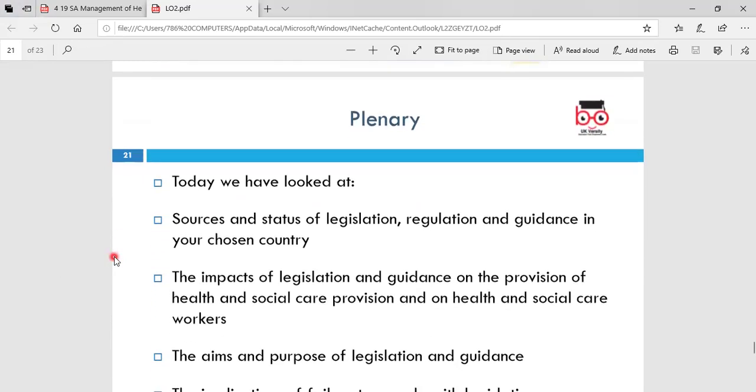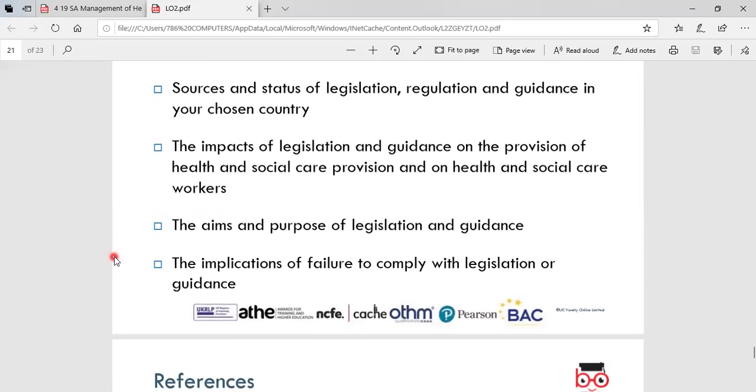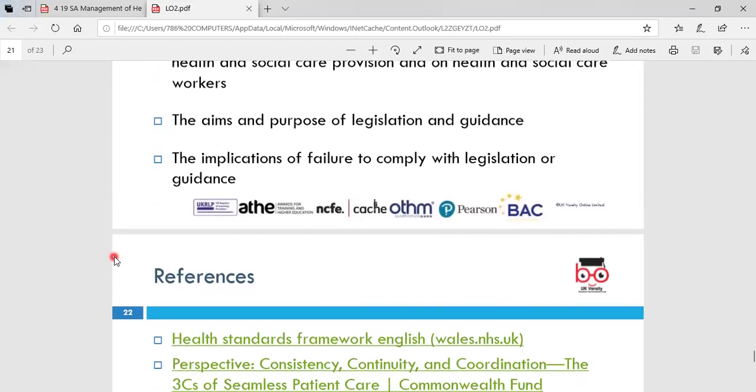So that's about it. Today, we've looked at the sources and statuses of legislation, regulation, guidance in your chosen country. We've talked about Great Britain. We've talked about the impacts of legislation and guidance on the provision of health and social care and on the health and social care workers, the aims and purposes of legislation and guidance, and the implications of when you fail to comply with legislation. So we've talked about improvement, and we've talked about prohibition.